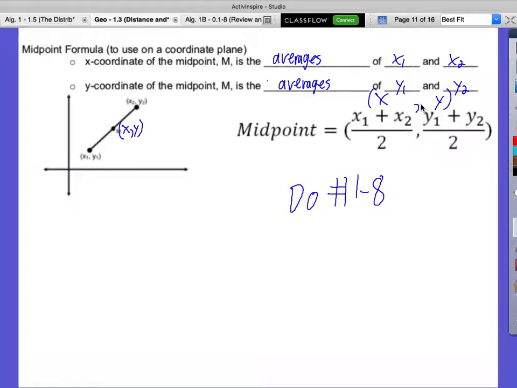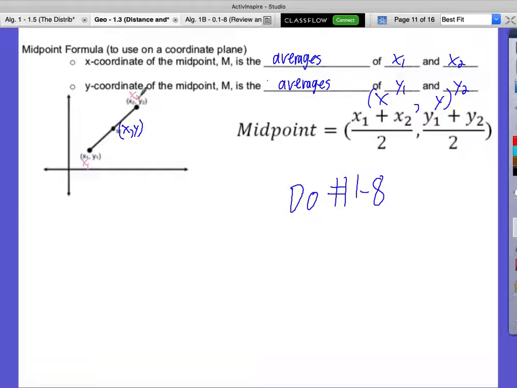So the midpoint formula. To find the midpoint, we're going to call the midpoint M, just for midpoint. We write it as a point, x comma y. The x coordinate is the average of x1 and x2, the x's of the endpoints. So it's the average of those.